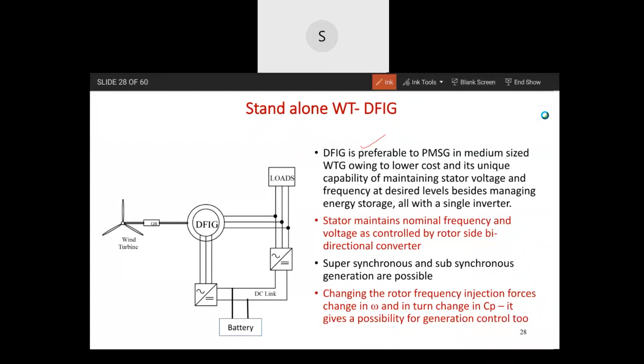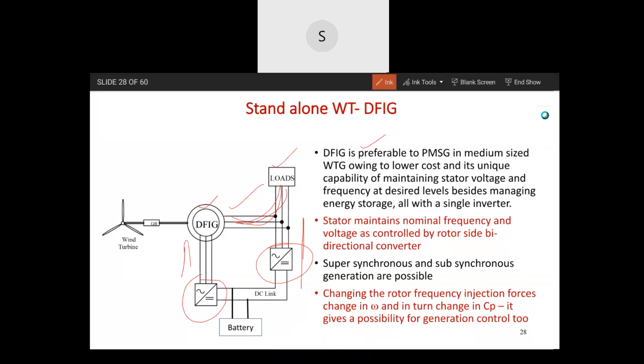You can have DFIG in a standalone microgrid or a standalone unit. Here, the AC load is there, and on the rotor there is a converter and a DC link with a battery. With this arrangement, we can regulate the voltage and frequency on this AC grid. If required, this converter should also be bidirectional. In that case, excess and deficit power in both directions can be arranged.